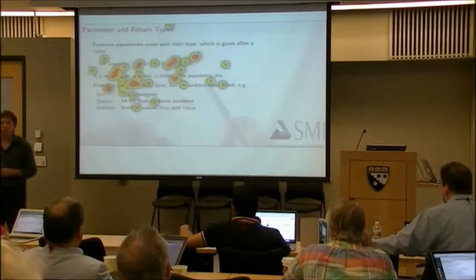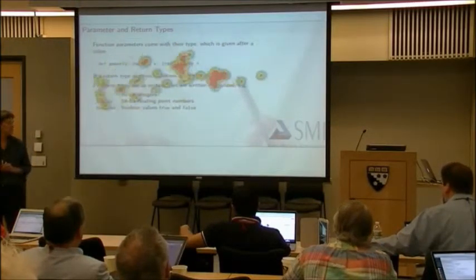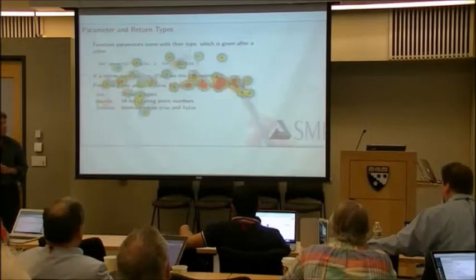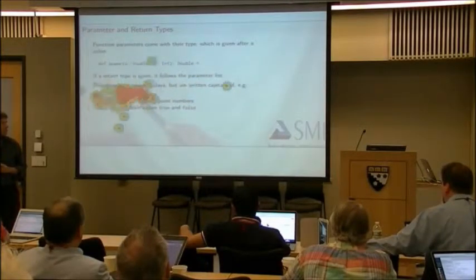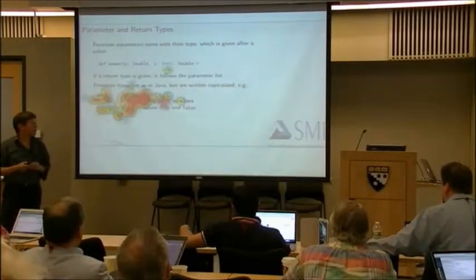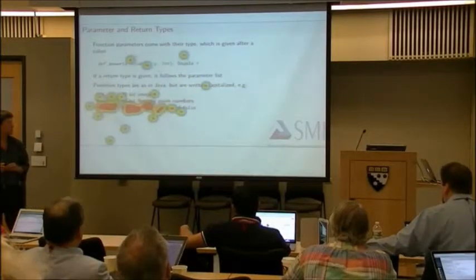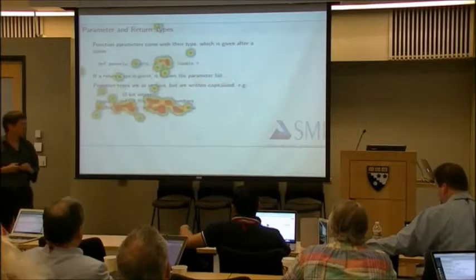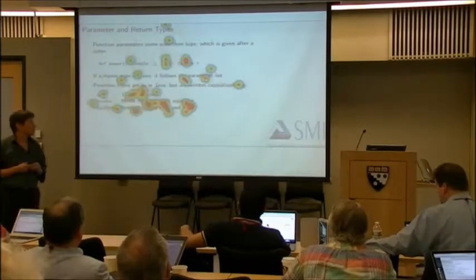The primitive types are written as in Java, but they are capitalized. So Int, for example, is a 32-bit integer. Double is a 64-bit floating-point number. And Boolean represents the boolean type with values true and false.